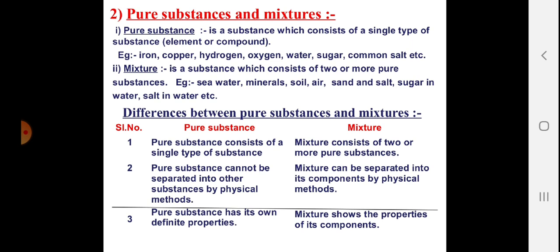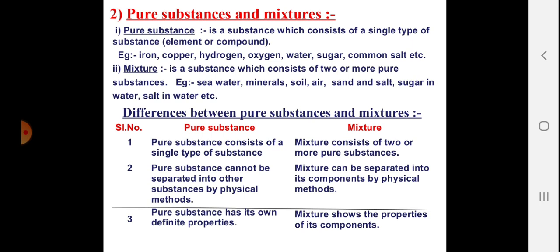Now, let's differentiate the pure substances and mixtures. From an exam point of view, it is an important question. So, the first point is, pure substances consist of a single type of substance, for example gold, whereas a mixture consists of two or more pure substances. So, a minimum of two pure substances form the mixture.